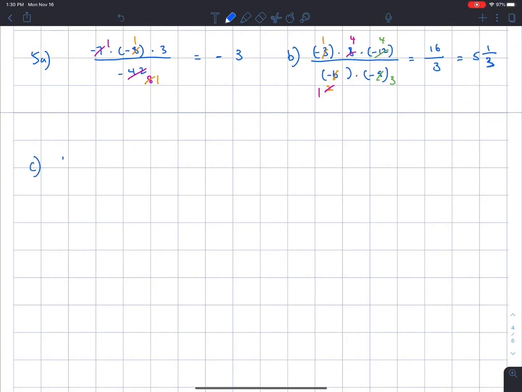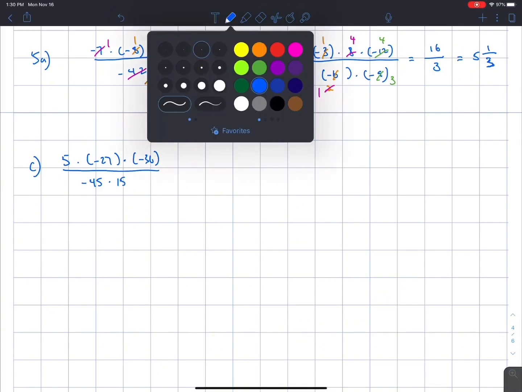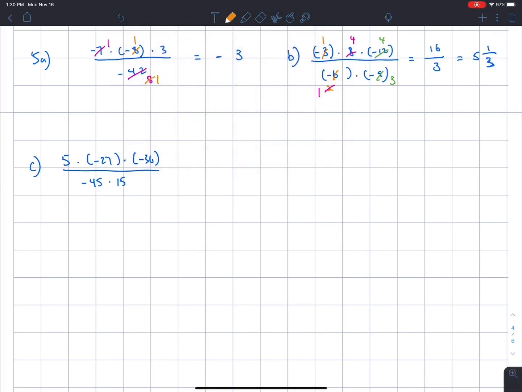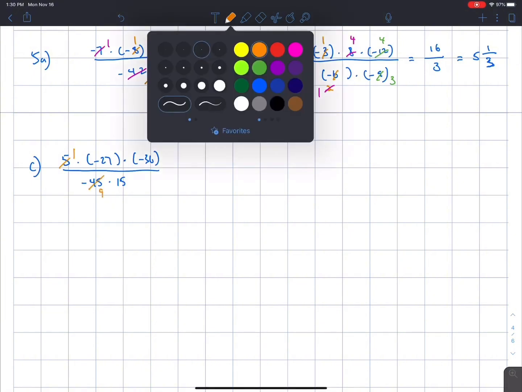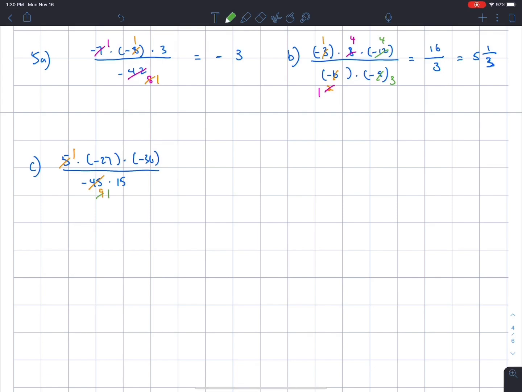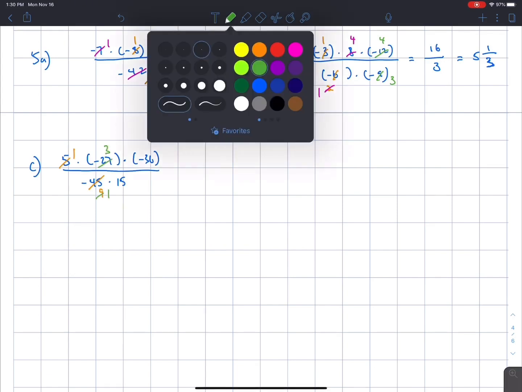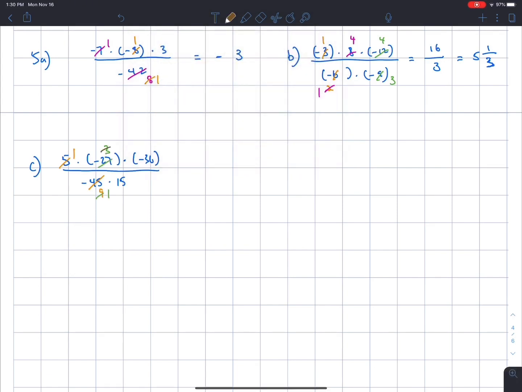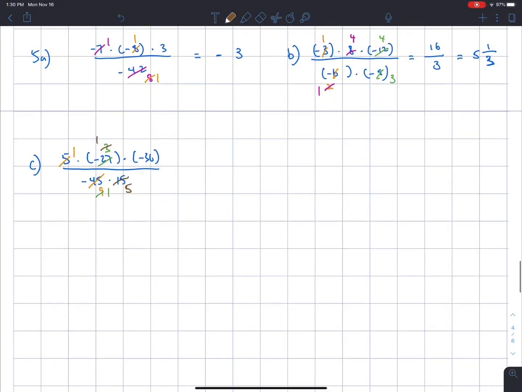C. 5 times negative 27 times negative 36 over negative 45 times 15. So we can divide 5 by 5 to get 1, divide 45 by 5 to get 9. I can divide 9 by 9 to get 1, 27 by 9 to get 3. Divide 3 by 3 to get 1, 15 by 3 to get 5. And that's it.